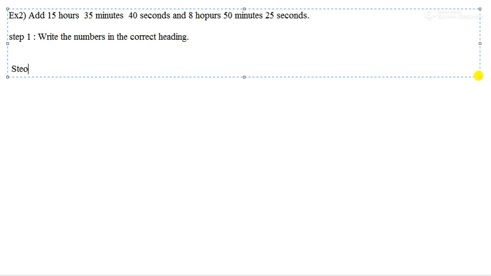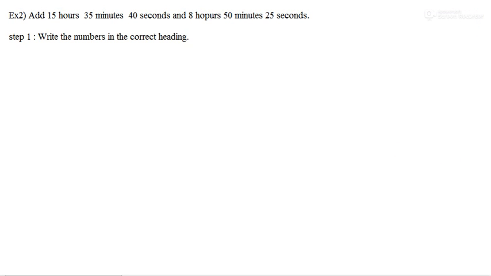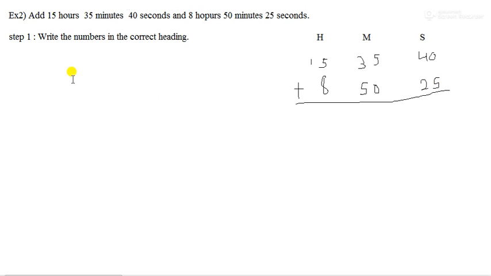Next, step 2. First we will write it under the headings: hours, minutes and seconds. In the hours, what are the numbers? Here we have 15 and 8, and in the minutes 35 minutes and 50 minutes, and in the seconds 40 seconds and 25 seconds. Now we have arranged it under the headings.